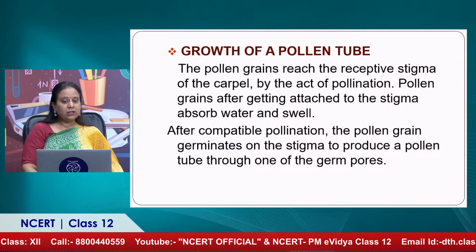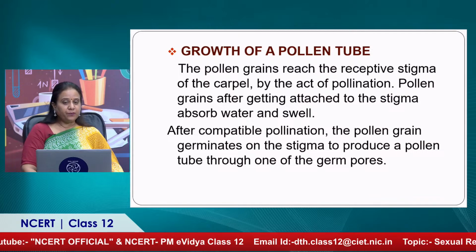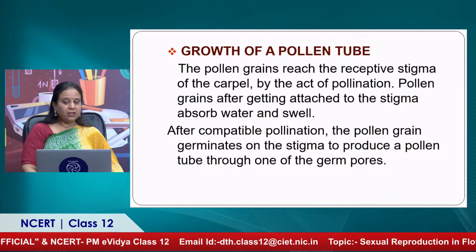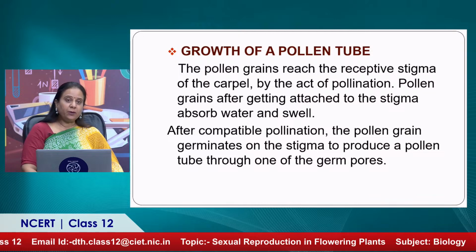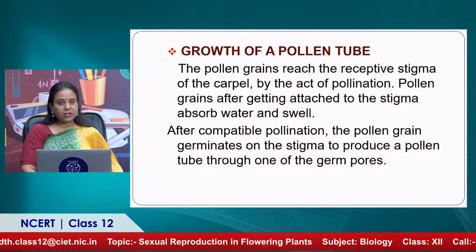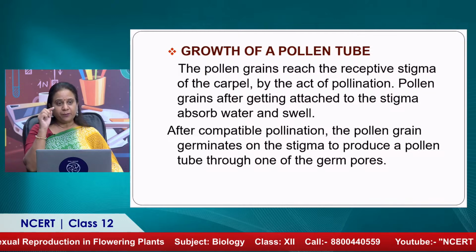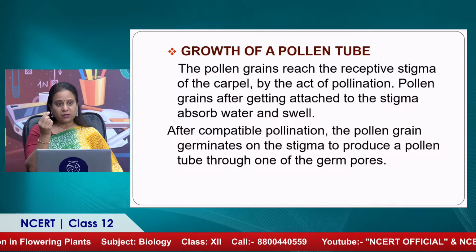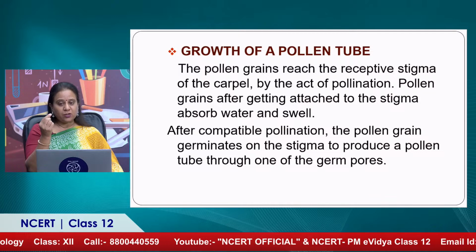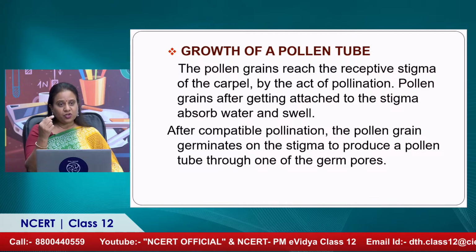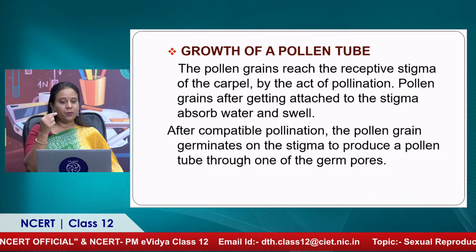The pollen grains reach the receptive stigma of the carpel by the act of pollination. Pollen grains, after getting attached to the stigma, absorb water and swell. So when the pollen grain falls on the stigma, what actually happens after that? After falling on the stigma, they absorb the water which is present on the tip of the stigma and then start swelling. They start increasing their size. Swell हो जाएंगे, अपना size increase करेंगे और compatible pollination के बाद pollen grains they start germinating on stigma. When they start germinating on stigma, they start forming the pollen tube.